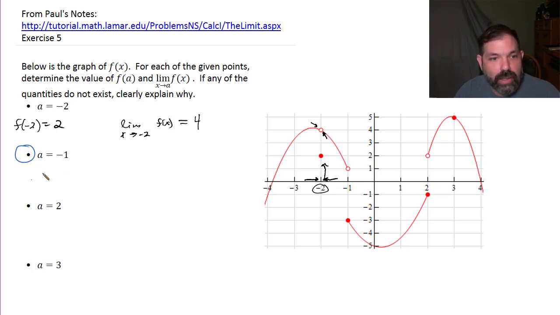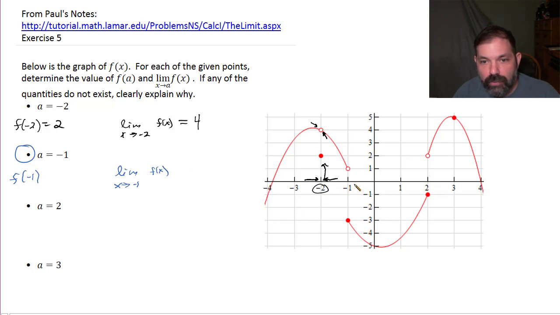All right, now if a is negative 1, f of negative 1, and the limit as x approaches negative 1 of f of x. Let's see, f of negative 1. If my input is negative 1, my output is negative 3. Now, as I get close to negative 1, if I come in from the left-hand side, the outputs appear to be getting close to 1. But if I come in from the right-hand side, the outputs appear to be getting closer and closer to negative 3. So this limit does not exist. On either side, we're approaching different values.